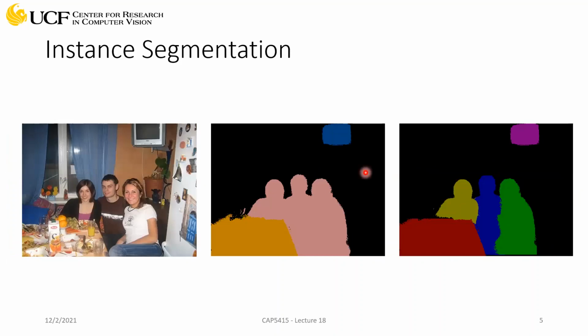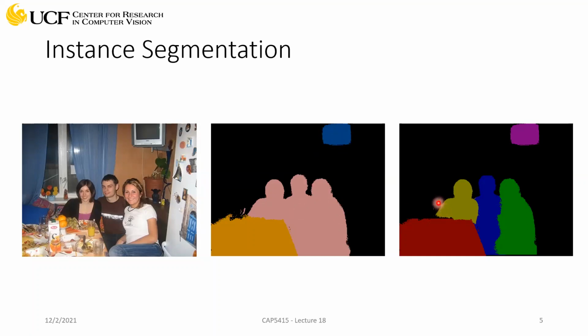Now, if you look at this picture, and I just do semantic segmentation with 3 object categories, a table, a person, and a TV, I will get something like this. All these pixels belong to a table, all these pixels belong to people, and this is the TV image. Okay, so this is semantic segmentation.